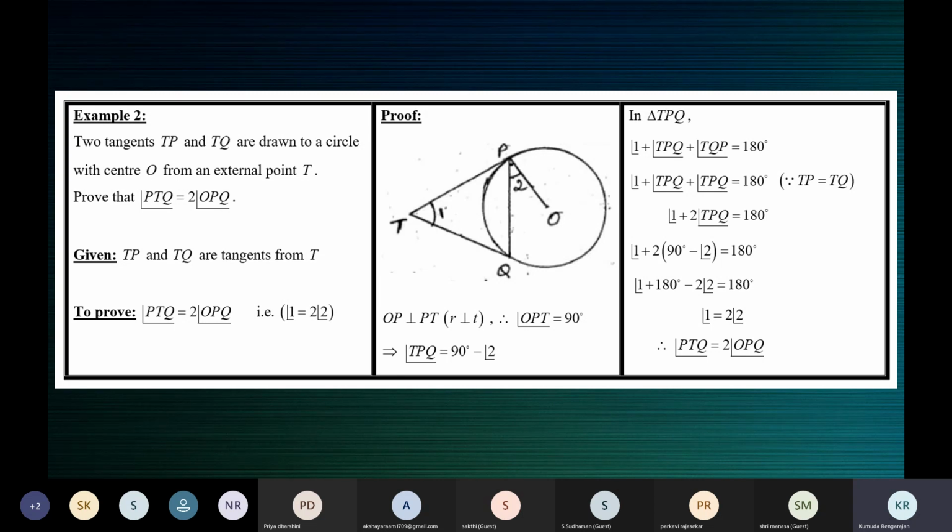So here the figure is given to us, children. I've just numbered it 1 and 2. We need to prove that angle PTQ, which I've called angle 1, is twice angle OPQ, this angle, which is angle 2. In other words, angle 1 is equal to twice angle 2. That's what we have to prove.